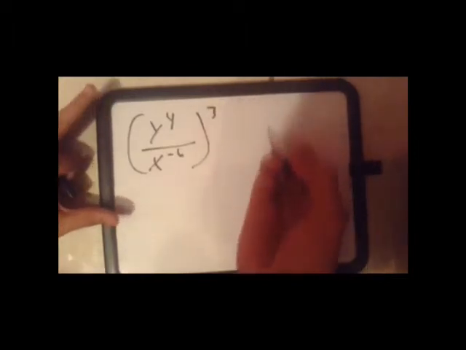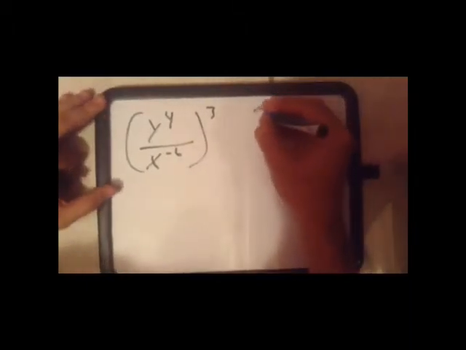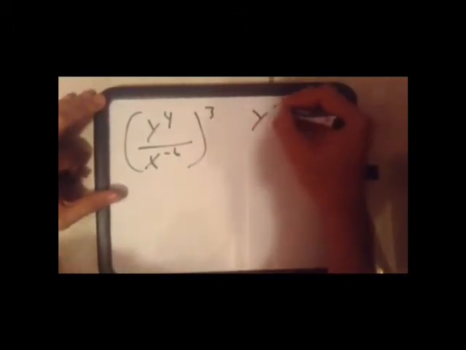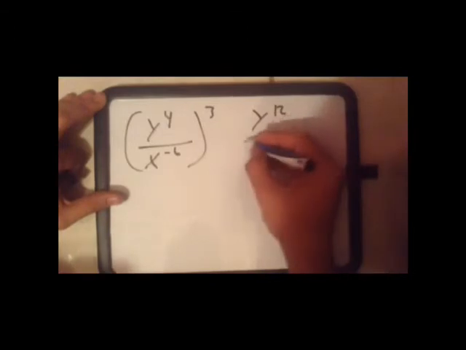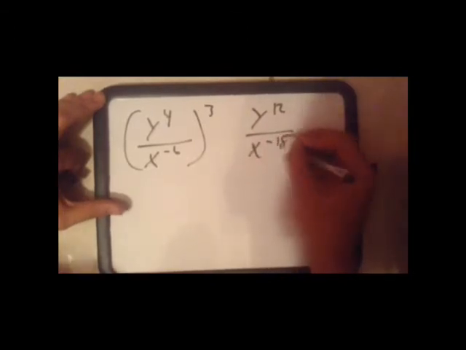And I almost lost my train of thought for a few seconds. Like that. It's going to give us almost the exact same answer, except everything's reversed: y to the 12 over x to the negative 18.